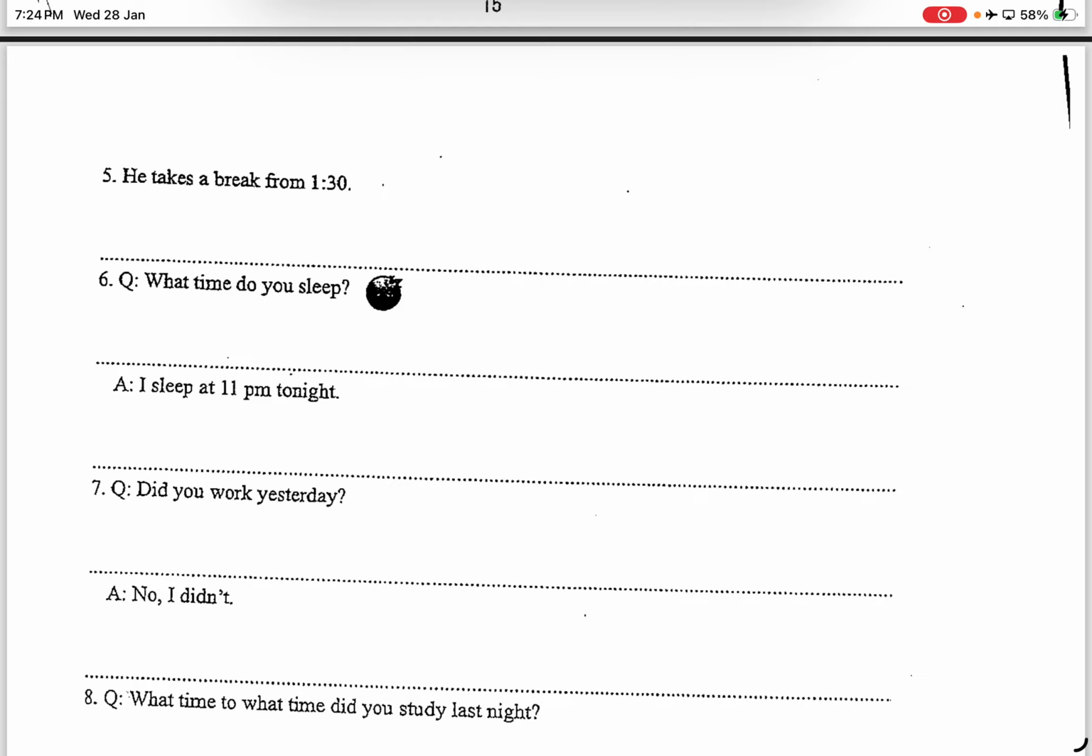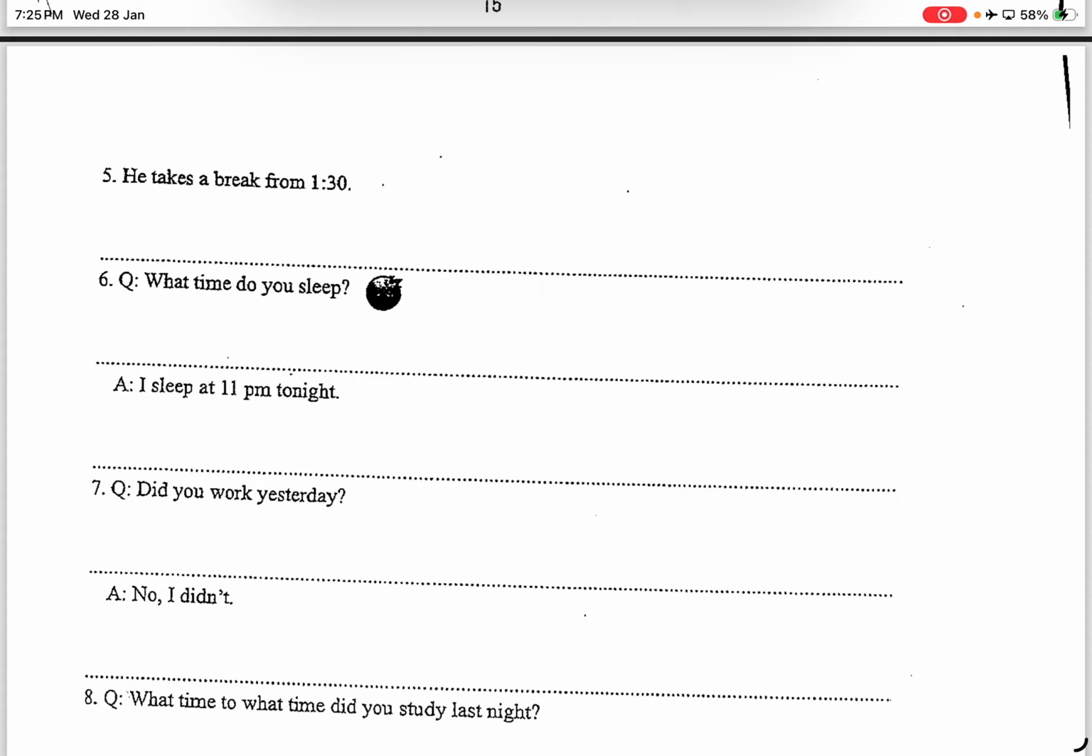Okay, number 6 question. What time do you sleep? 何時に... 今何時寝ますか? Is there a noun here? Don't have, right? So we can skip it. 何時寝ますか? Okay, あなたは何時寝ますか? If you want to skip あなた is fine as well.